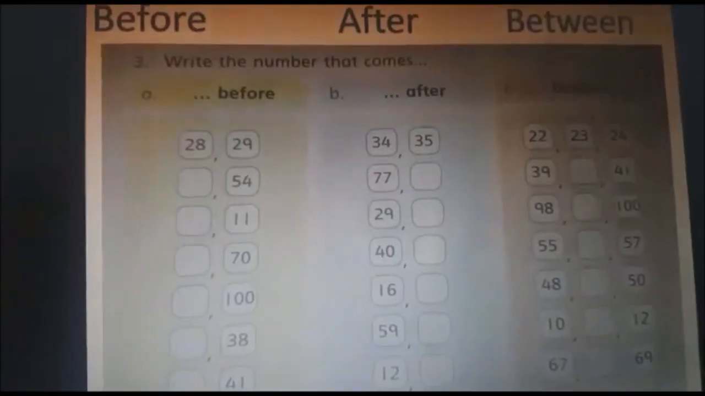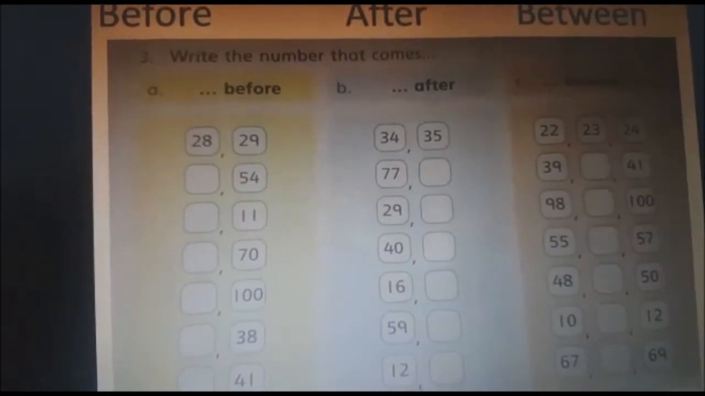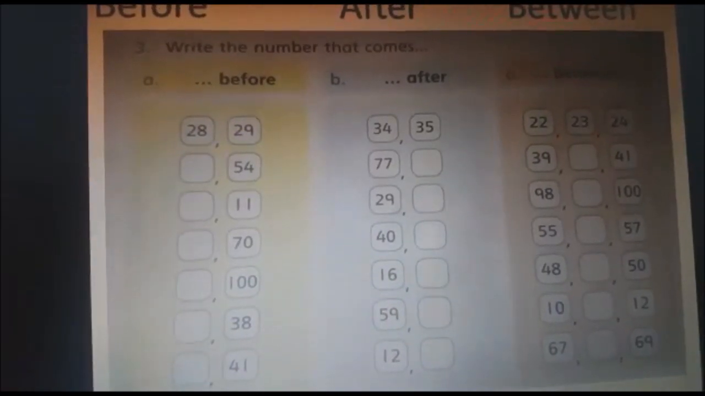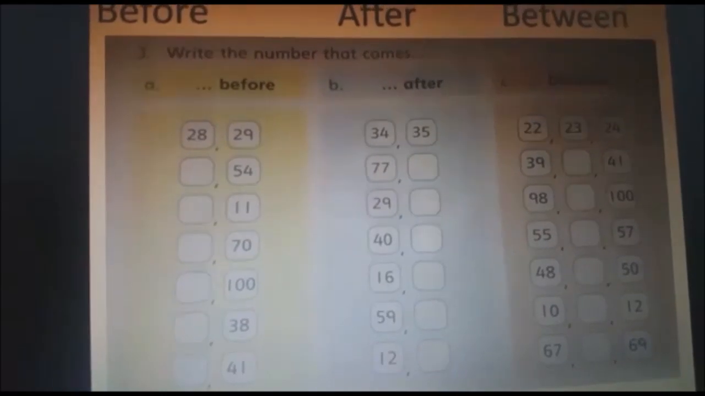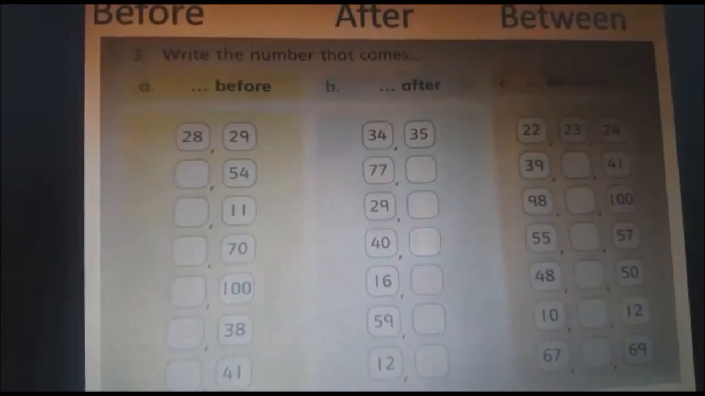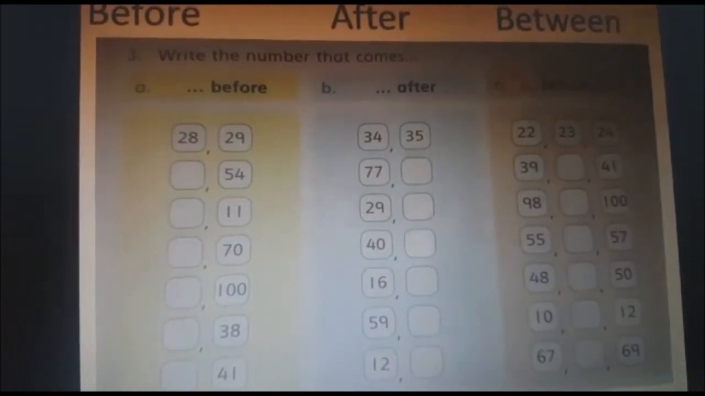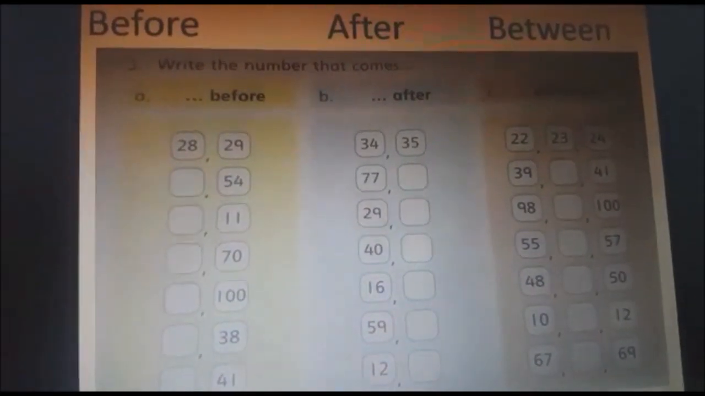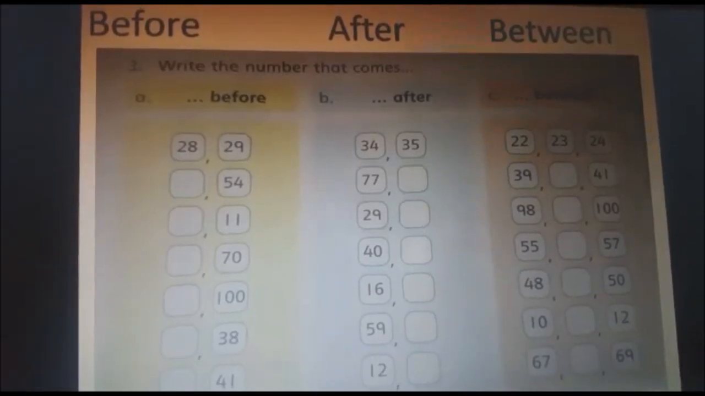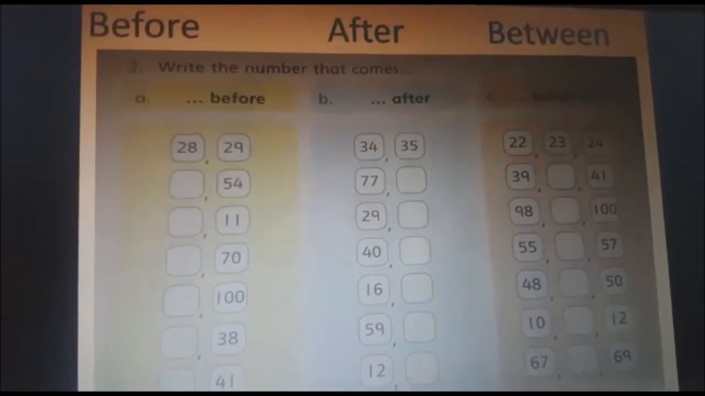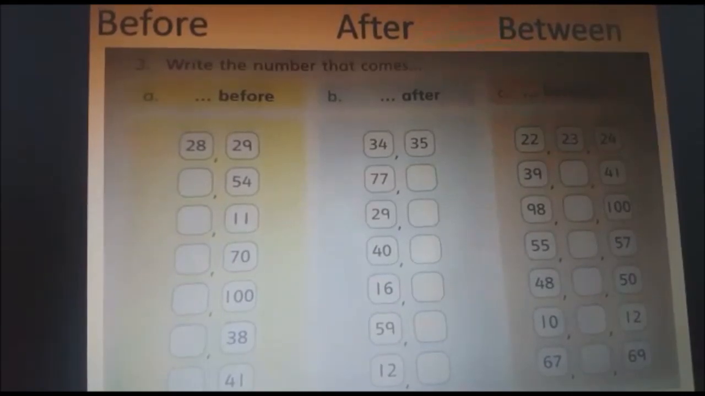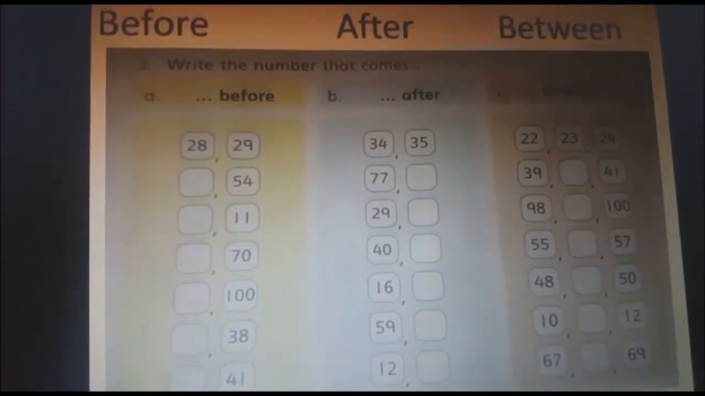Now open page 2, exercise 3. The first column is about before. Look at the number 29. What comes before 29? Yes, 28 comes before 29. What comes before 54? Yes, the answer is 53 comes before 54.